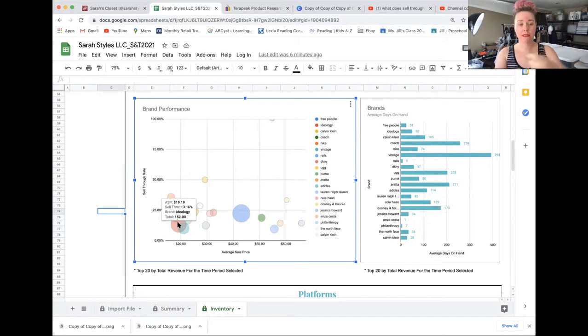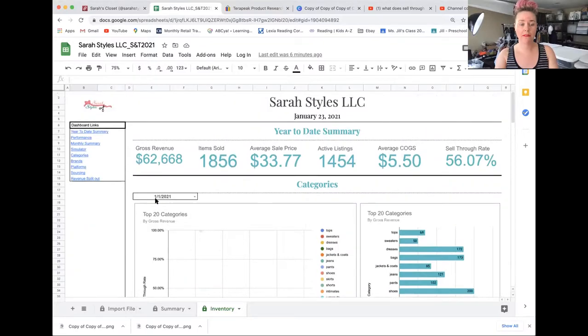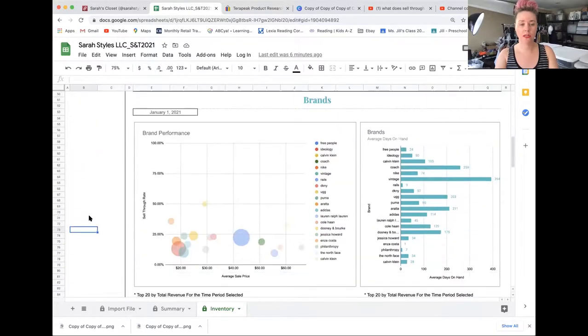For the time period, I am looking at one month's worth of data, January of 2021. My Ideology is at a 13% sell-through rate. So there are two ways that I decide if this is a brand that is working for me and I can continue on this path, or if it is something that I either need to stop selling altogether or tweak how I'm selling it. And that could be as simple as my SEO, my pictures, maybe promoted listings on eBay.